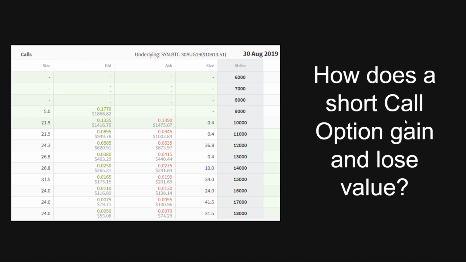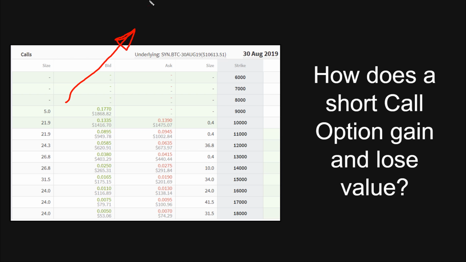So how does a short call option gain and lose value? This is a little confusing for people when they first start to sell options. Now, it totally makes sense for the price of an option, in this case a call option: if the price goes higher, the value of the call option goes higher. But when you sell an option to open the trade, it's the exact opposite.